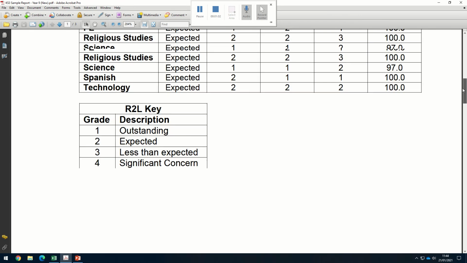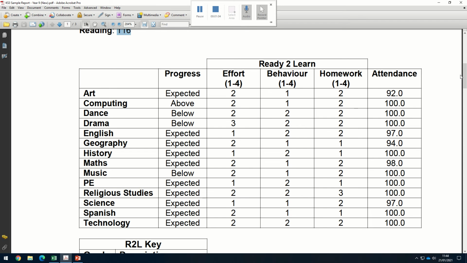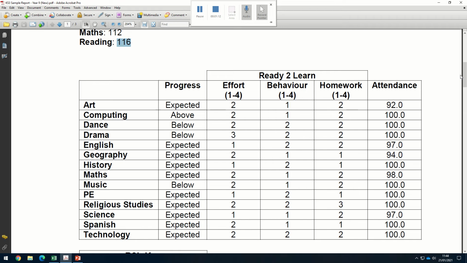This links on to the progress indicator. Our progress indicator is personalised to each student based on the Key Stage 2 attainment which came in. So this student, for example, is quite a high ability student. In fact, they're a very high ability student with really good scaled scores. And as you can see, in the majority of subjects here, they have expected progress.